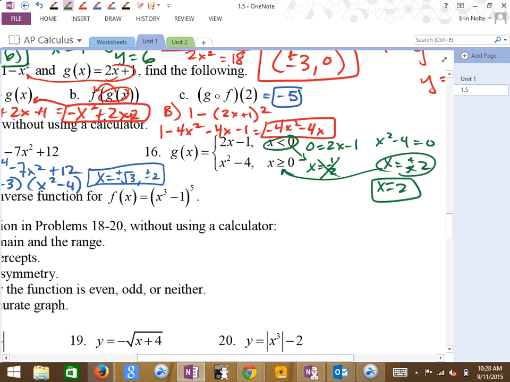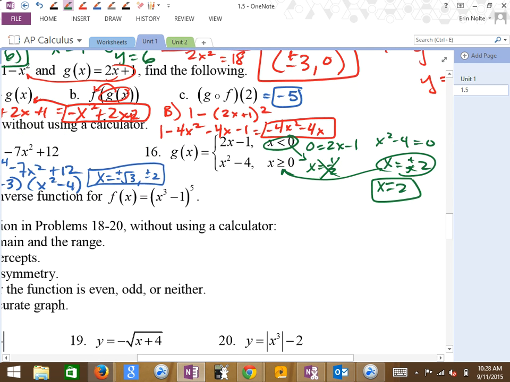So x squared minus 4 looks like that. Now if I take the absolute value of this piece, anything that's below the x-axis gets reflected up. So it's going to look like a W. And the x-intercepts, if we find those, let's go ahead and do that.